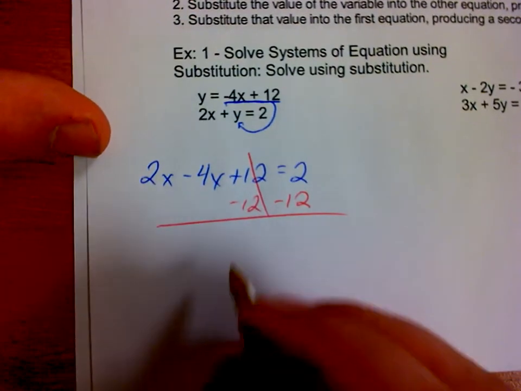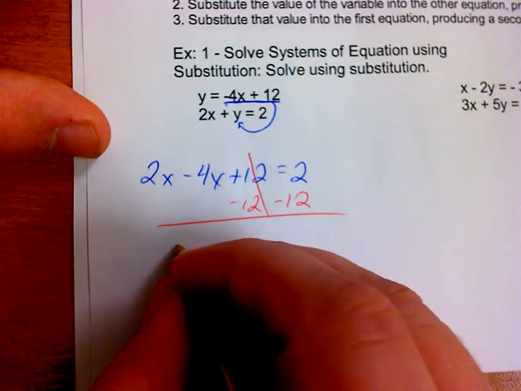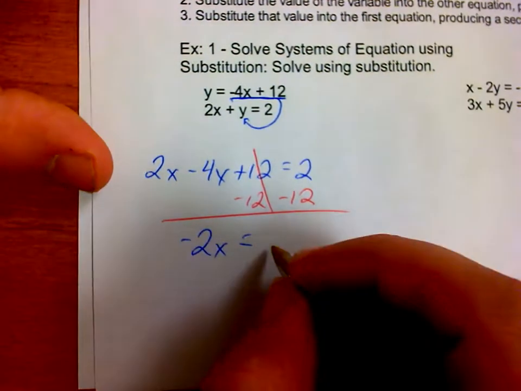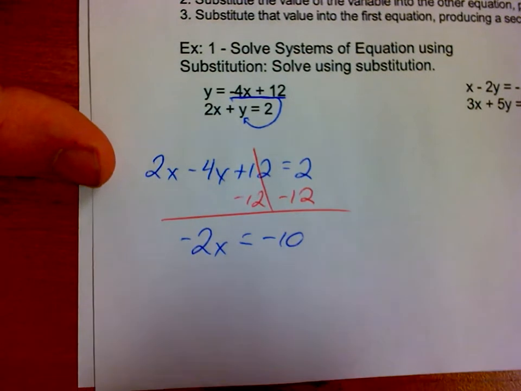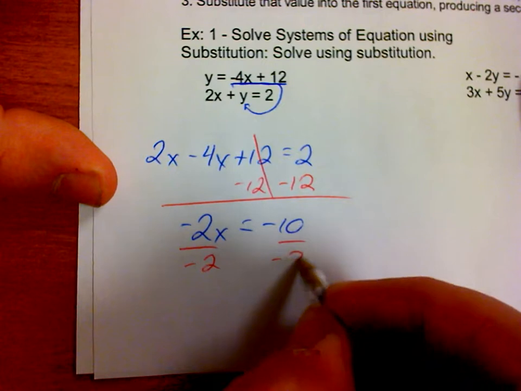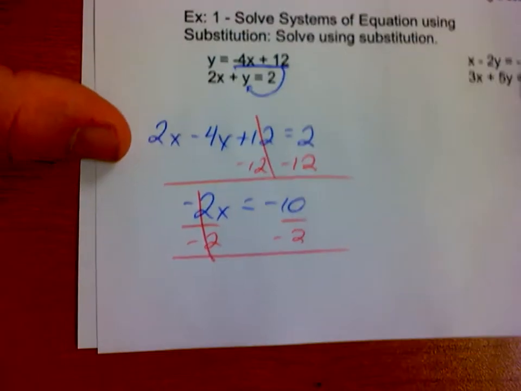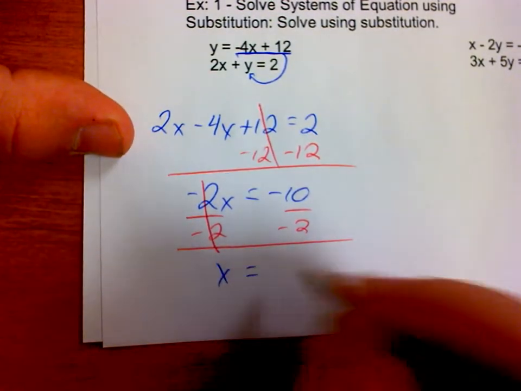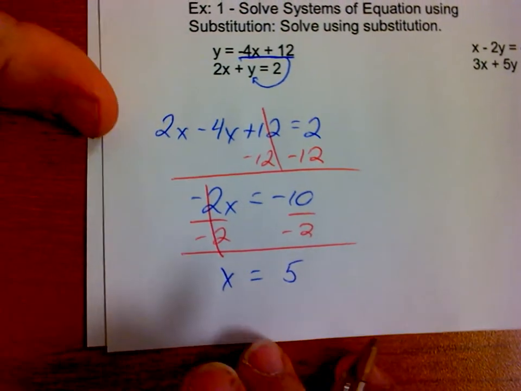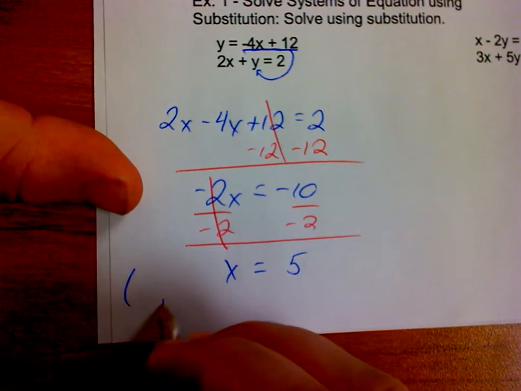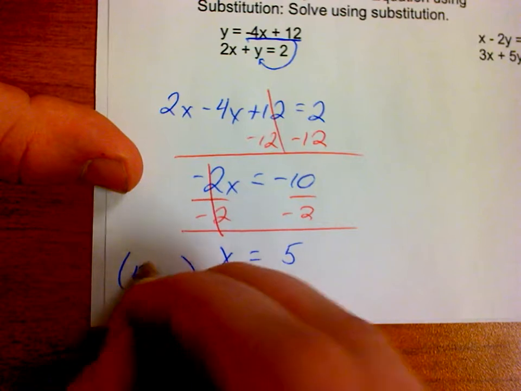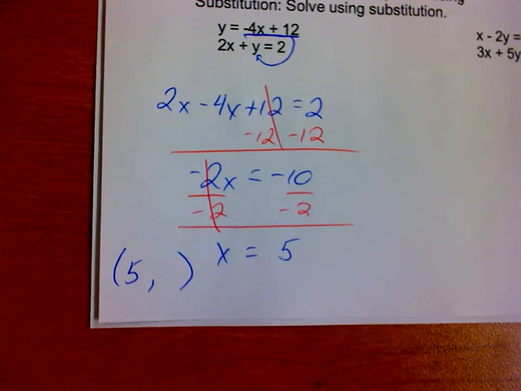12's cancel out on the left, leaving us with 2x minus 4x. We'll combine those like terms and give us a negative 2x. 2 minus 12 will give us negative 10. And finally, to get the x by itself, we need to get rid of the times negative 2 by dividing by negative 2. In which case, we'll be left with x is equal to a negative divided by negative is a positive, and 10 divided by 2 is 5. Now, our final answer is going to be an ordered pair. This is the x value, and that is always going to be the first value in our ordered pair.